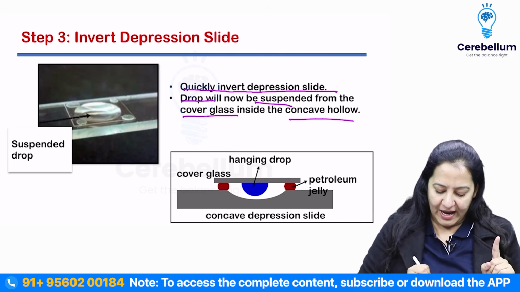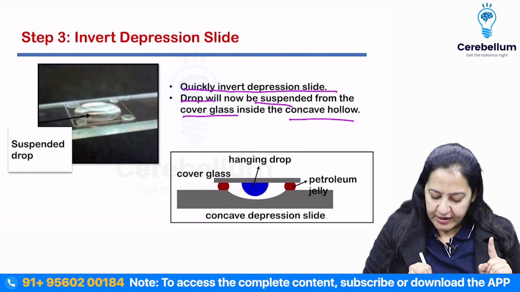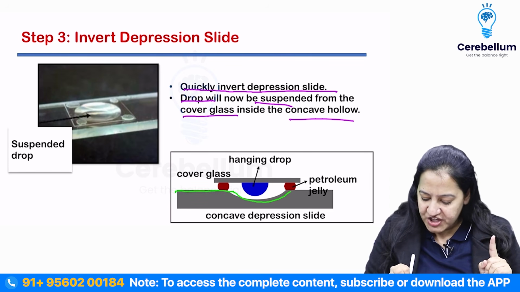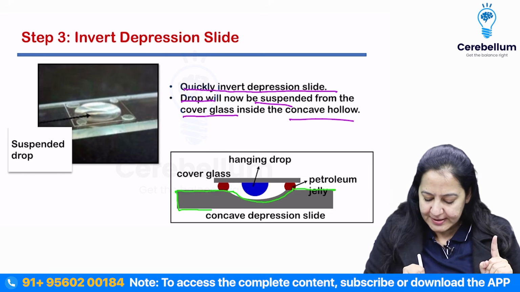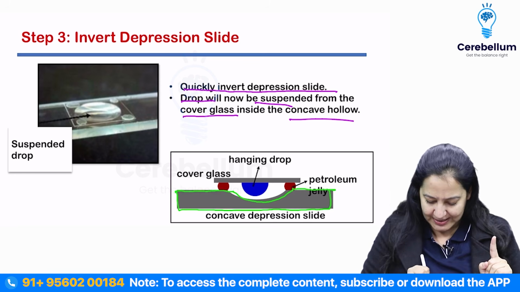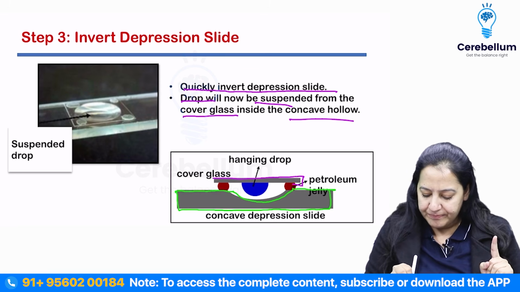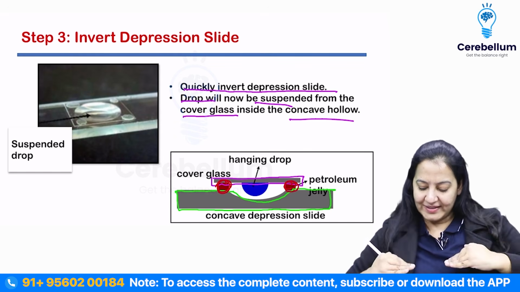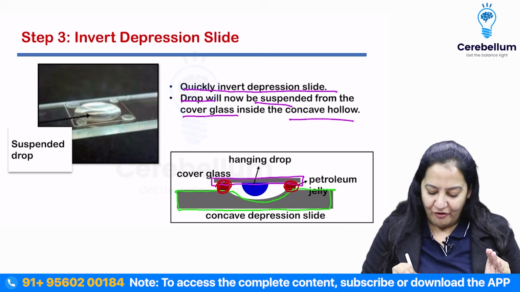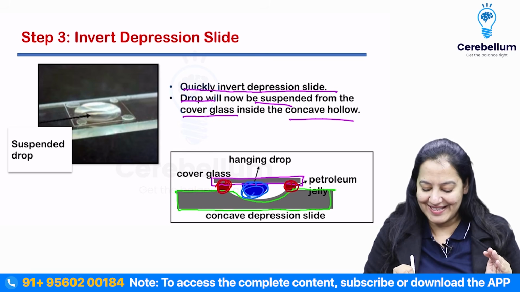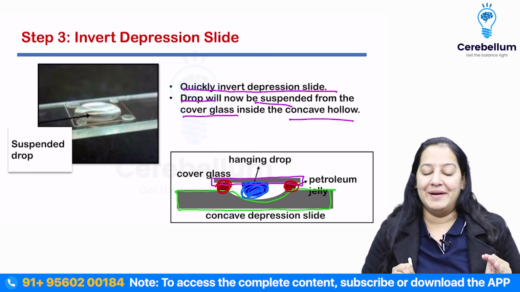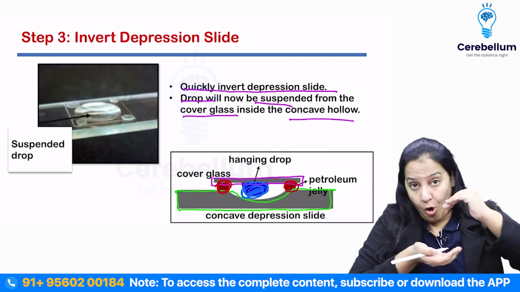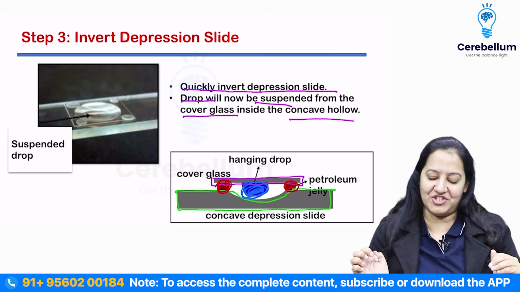You can see a beautiful diagram here. Let me show you. Can you see this is the slide with the depression at the center? Can you see this is the cover slip? Yes, you can see. Can you see this is the Vaseline just to provide the elevation? And what is this, the center here? So it's the drop. It's the drop which is hanging in the hollow cavity, in the hollow depression.